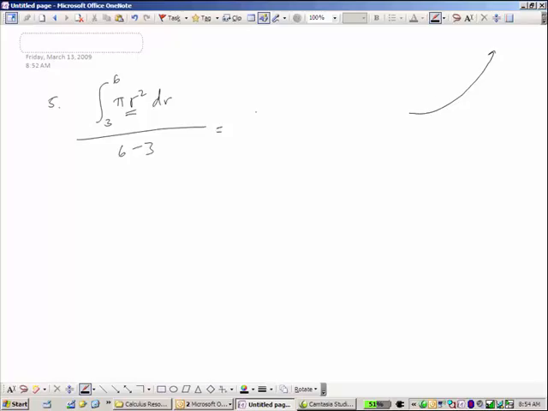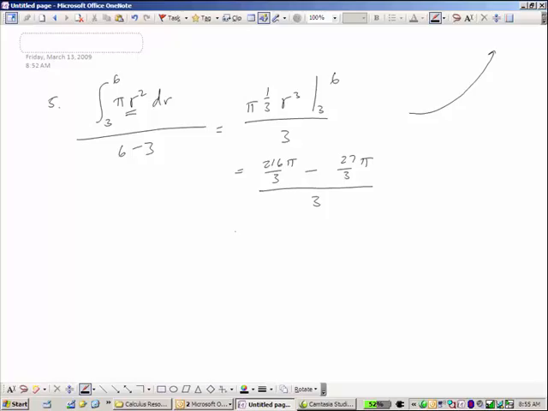All right, so what's the antiderivative of r squared? 1/3 r cubed from 3 to 6, all over 3. So 6 cubed is 216. Okay, so 216 over 3 times pi, minus, you plug 3 in, 3 times 3 times 3 is 27 over 3 times pi. All over 3.